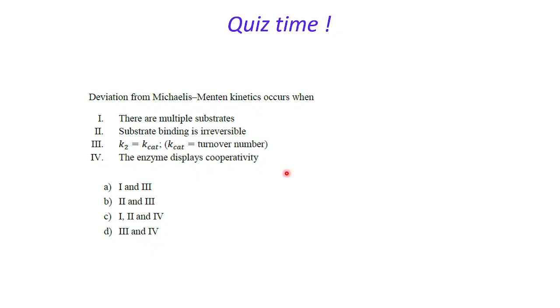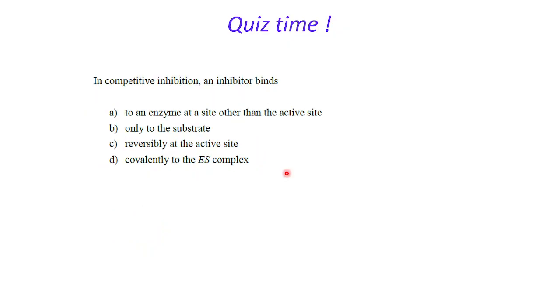That is good. Next one, in competitive inhibition, an inhibitor binds. This is quite easy. To the enzyme at a site other than the active site, only to the substrate, reversibly at the active site, covalently to the ES complex. Where does the inhibitor bind in a competitive inhibition?